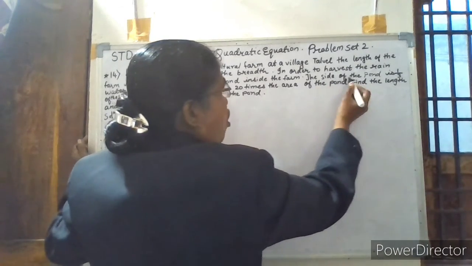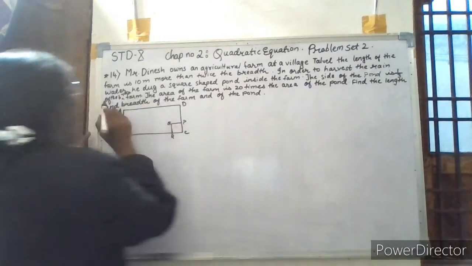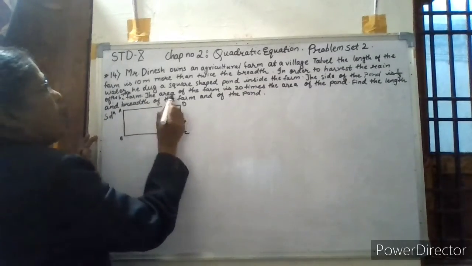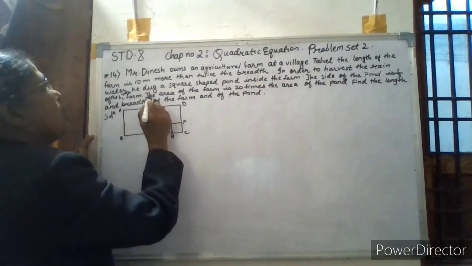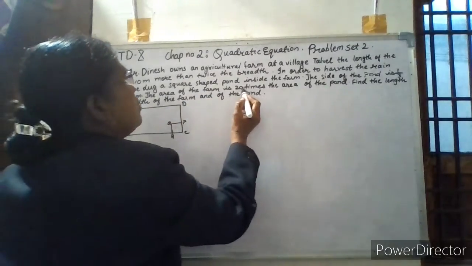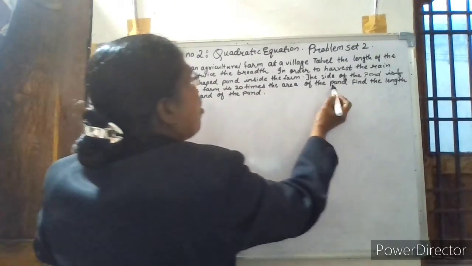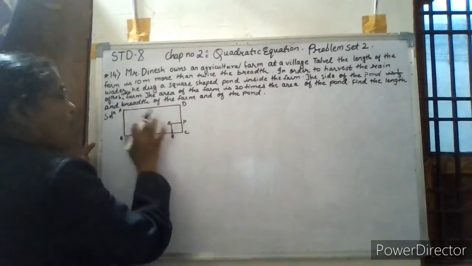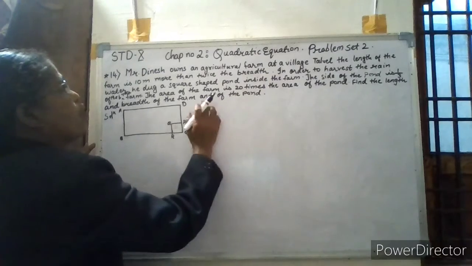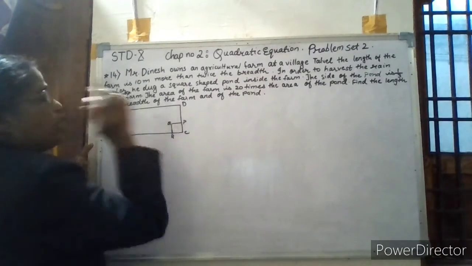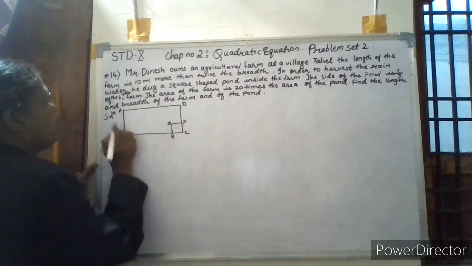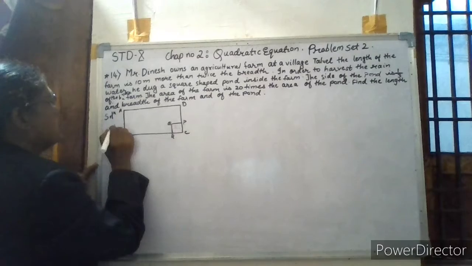The side of the pond is 1/3 of the breadth of the farm. The condition given is that the area of the farm is 20 times the area of the pond. So find the length and breadth of the farm, and we also have to find the side of the square shaped pond. Let us take the breadth of the farm as x meters.